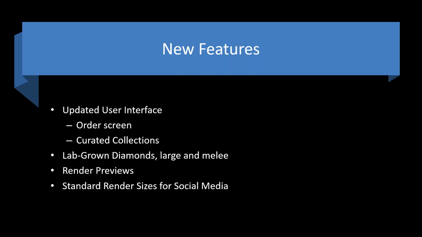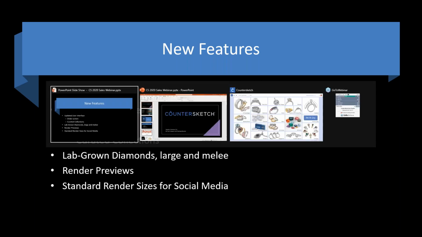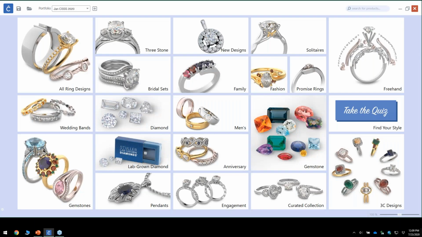So again, these are the new features that we're going to talk about. I'm going to quickly hop over into CounterSketch and show you the updated user interface and the curated collections, because typically that's something that you would do before the customer comes into the store. And then we'll walk through our Pinterest to price example, looking at some of these lab-grown diamonds, the render previews, and the standard render sizes that you can choose. So from here, I'm going to hop over into CounterSketch, and this is our new updated interface.